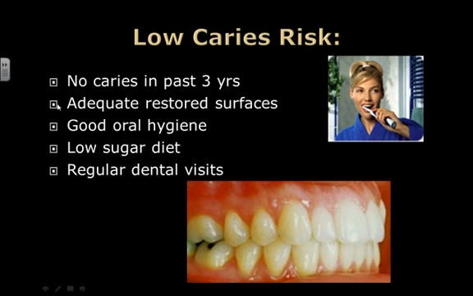All the restored surfaces are clinically acceptable. The patient has good oral hygiene and can demonstrate good oral hygiene. You can see that they remove plaque adequately. They have a low diet of sugar and refined carbohydrates, and they seek regular dental care. They come in every 6 months, once a year, for routine dental radiographs for diagnosis. They don't come in because of emergencies. They come in to make sure they stay healthy.